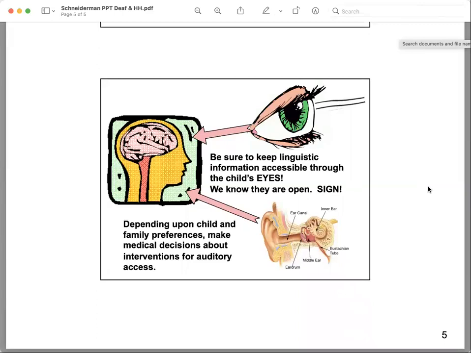So again, as we've talked about, is this a physical issue of a broken ear? Or are we talking about something about an access issue in terms of language?